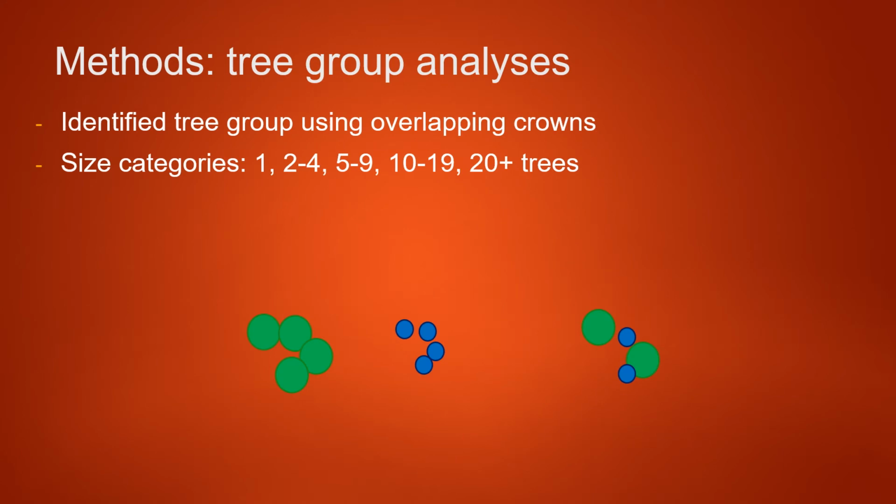Finally, we looked at the group size analyses, and we identified tree groups using overlapping crowns, and we used the size categories that are commonly mentioned in other manuscripts. In other words, single trees, small groups of 2 to 4 trees, medium groups of 5 to 9, bigger ones 10 to 19, and 20 plus.